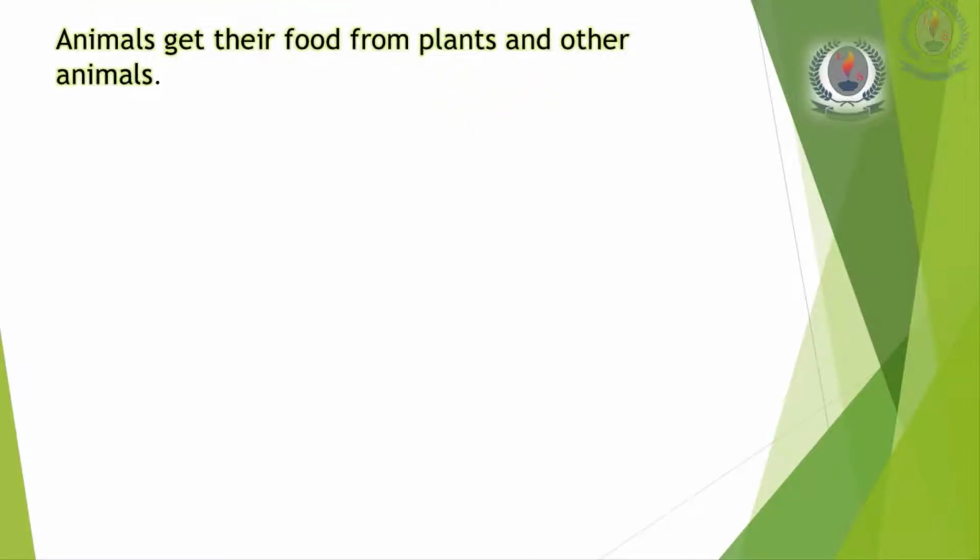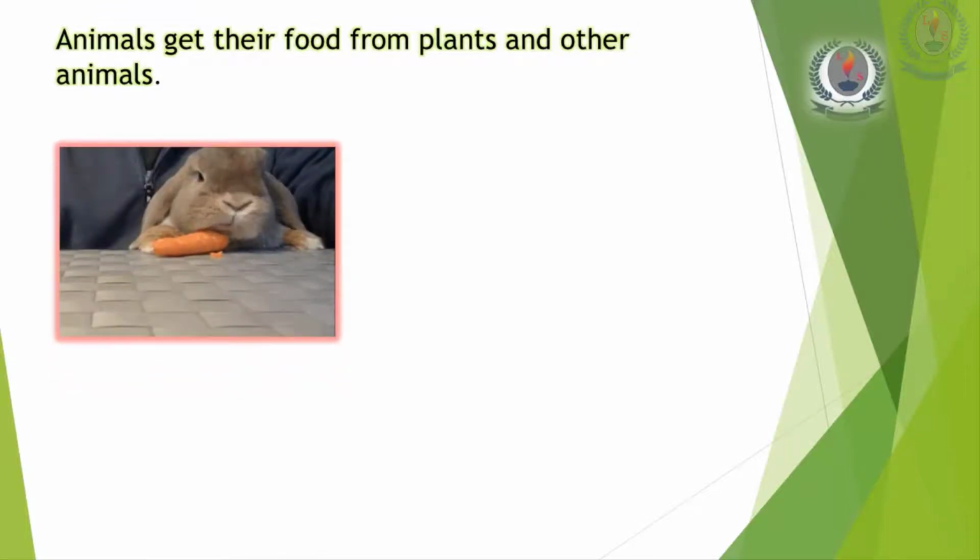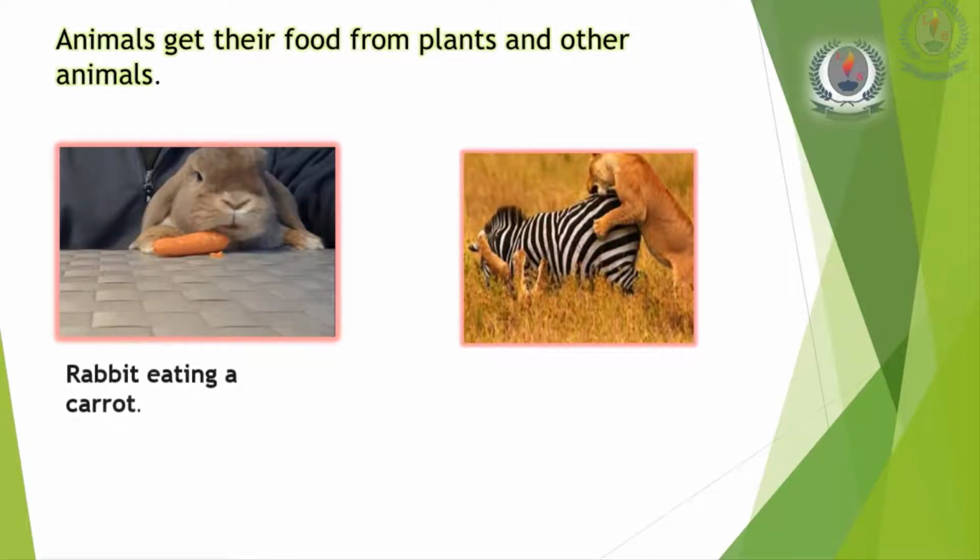Animals get their food from plants and other animals. Children, let's see how animals get their food from plants and other animals. In the first picture, you can see a rabbit eating a carrot. A rabbit gets its food from plants.